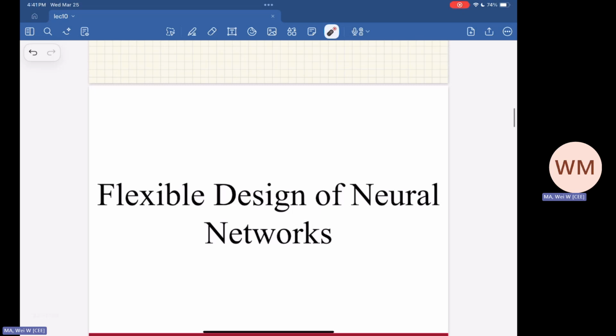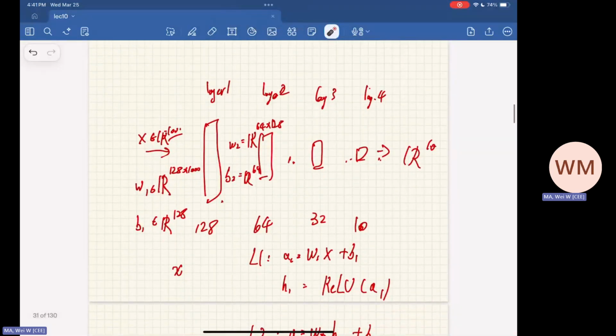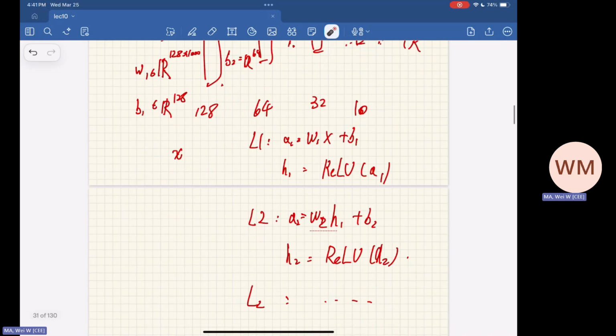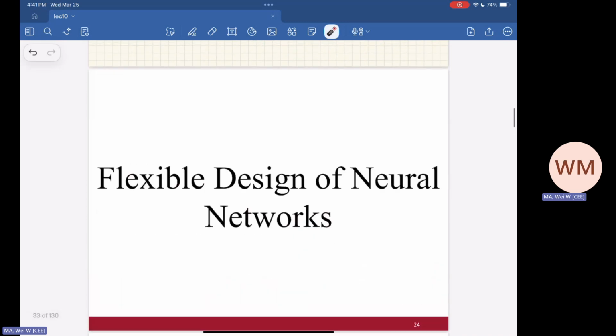Okay, so maybe let's take a break and then we move to the next part. So this gives you the general idea of how you can calculate the forward path given a feasible neural network, and also helps you to understand how the neural network is related to the matrix calculation. Okay, so let's take a break. We will move on in 8 minutes to the next part.